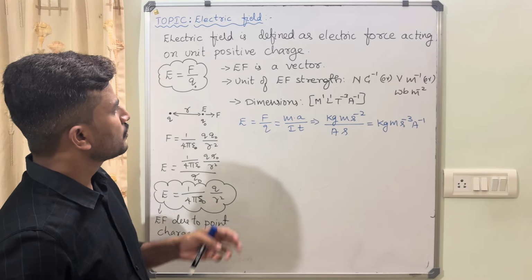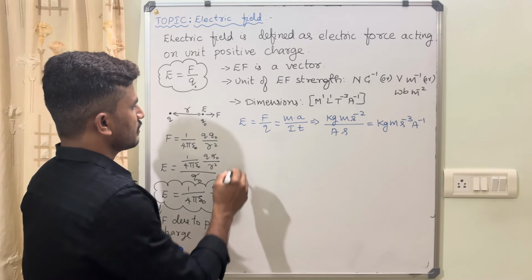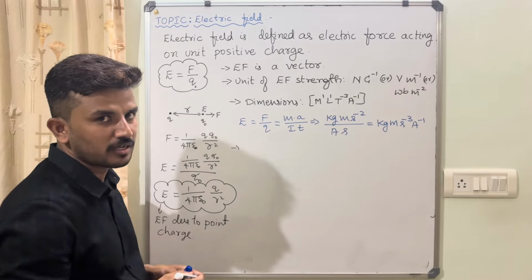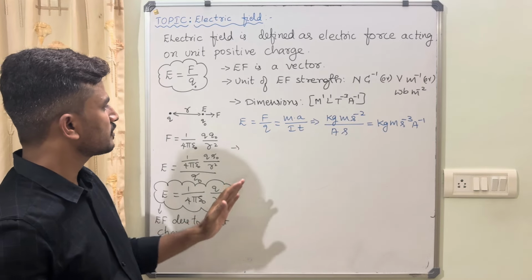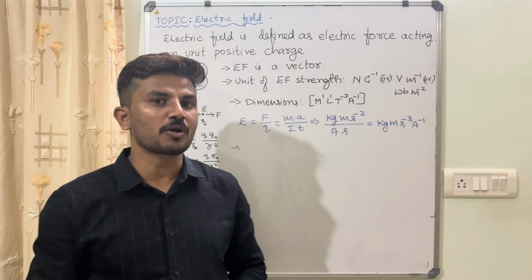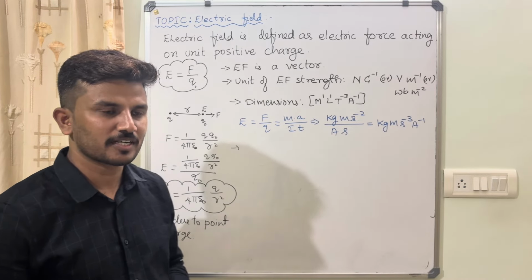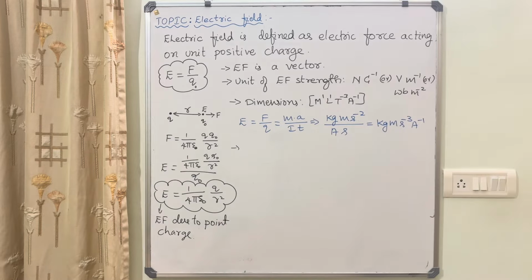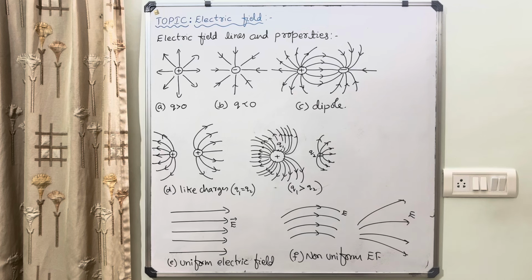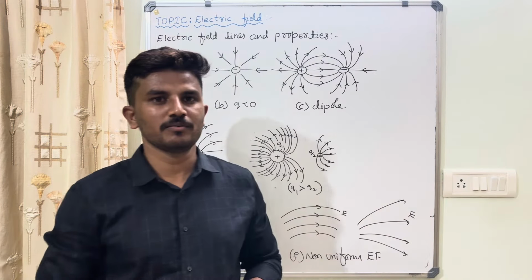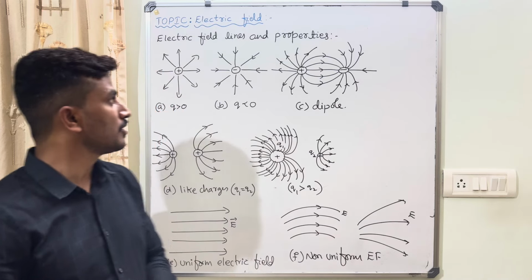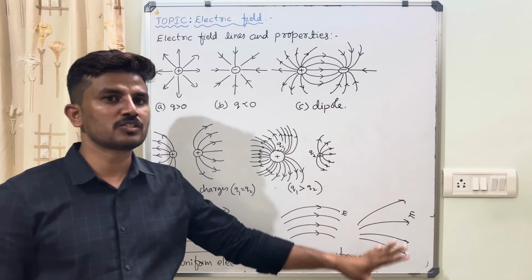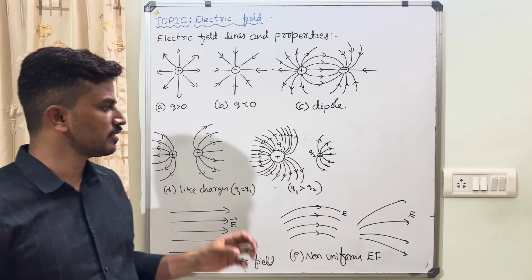Okay. So then we have the properties of electric field lines. So this is about the basics. Then we'll learn about the properties of electric field lines. Okay, so next we have the electric field lines and its properties concept. So this is how the electric field lines look for different cases.